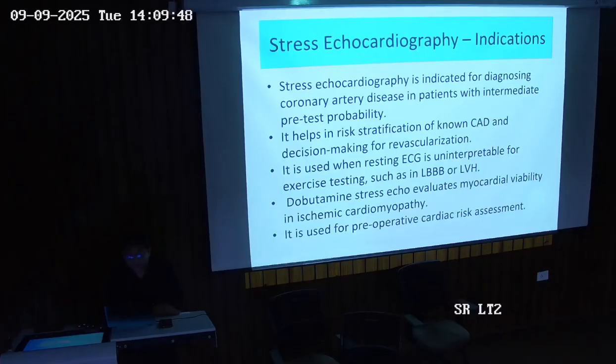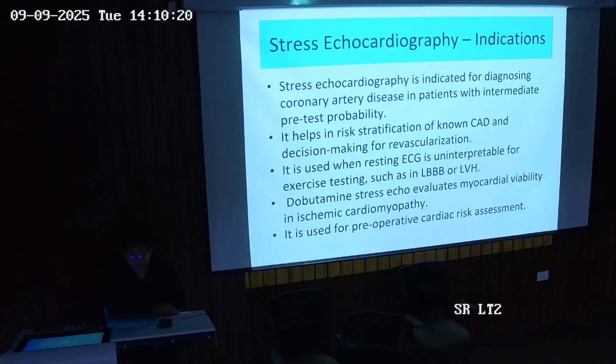So sometimes the patient's ECG is suggestive of LBBB, left bundle branch block. A left bundle branch block may be an indication of ischemic heart disease. At that time, to detect the ischemia, we have to go for a stress echo. Otherwise, a first-time presentation of LBBB is considered ischemic heart disease also, or acute MI, myocardial infarction. So it is used when the resting ECG is uninterpretable for exercise testing.